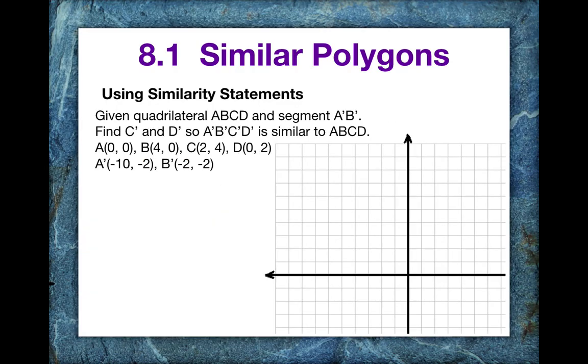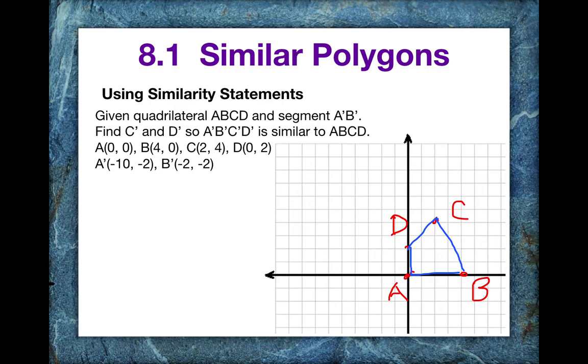Now let's take a look at this problem. We have some points here. We have 0, 0, and that's A. We have 4, 0, and that's B. We have 2, 4, and that's C. And then 0, 2, and that's D. If I connect those together, you can see that I have this kind of structure.